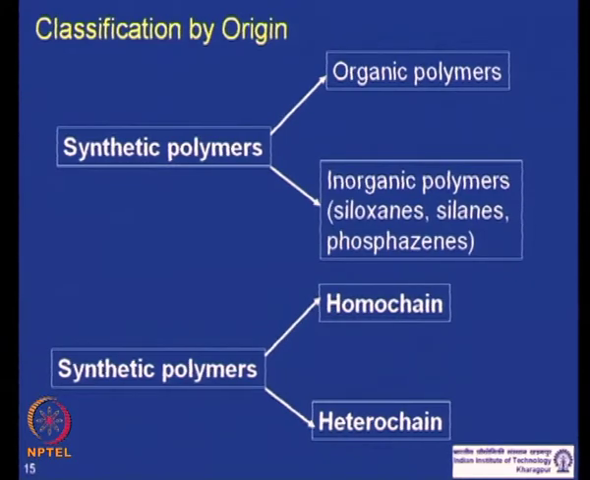Synthetic polymers can be classified as homochain and heterochain polymers as well. Homochain polymers means polymers which have a backbone of only carbon, C. For example, polyethylene, polypropylene, these are made of only carbon in the chain. The polymer chain consists of only a C backbone, whereas in case of heterochain, besides carbon you might have nitrogen, oxygen, and other heteroatoms. For example, nylon has nitrogen, oxygen along with carbon. Polycarbonate has carbon plus oxygen in the backbone.